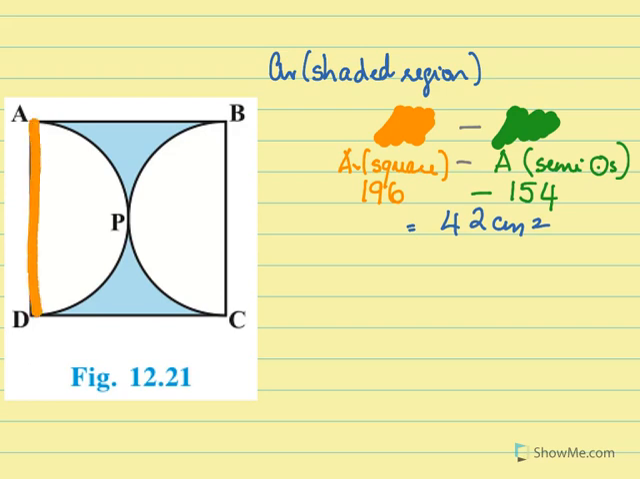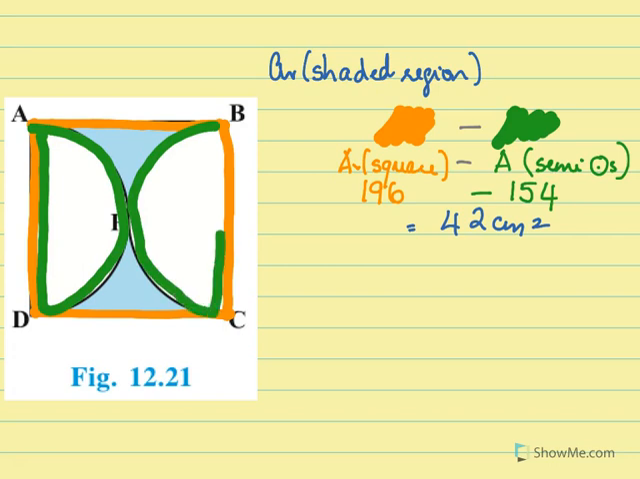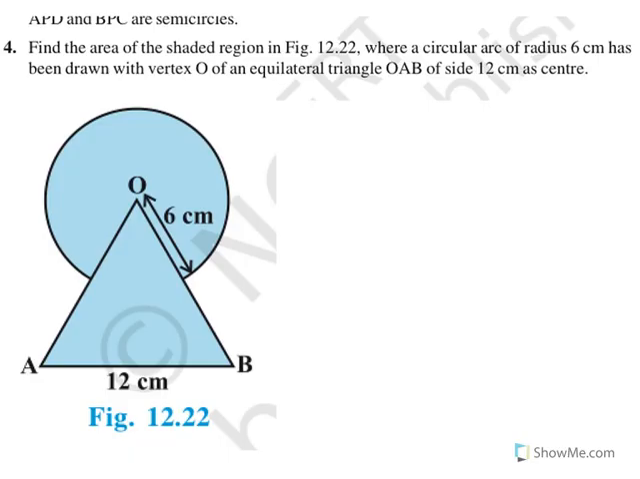So to go over the sum, first we found the area of this whole square. From this we then subtracted the two semicircles. The area of this semicircle and this semicircle was subtracted. After we subtracted that, what was left is this shaded region. That is how we found the area of the shaded region, square minus two semicircles.